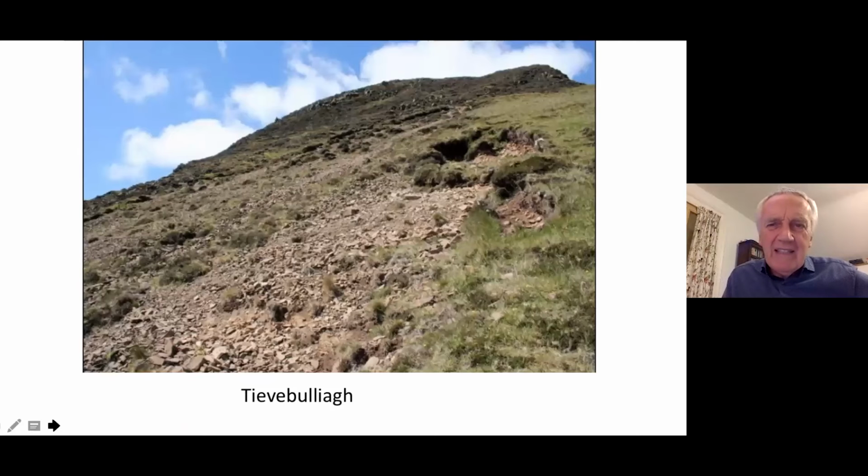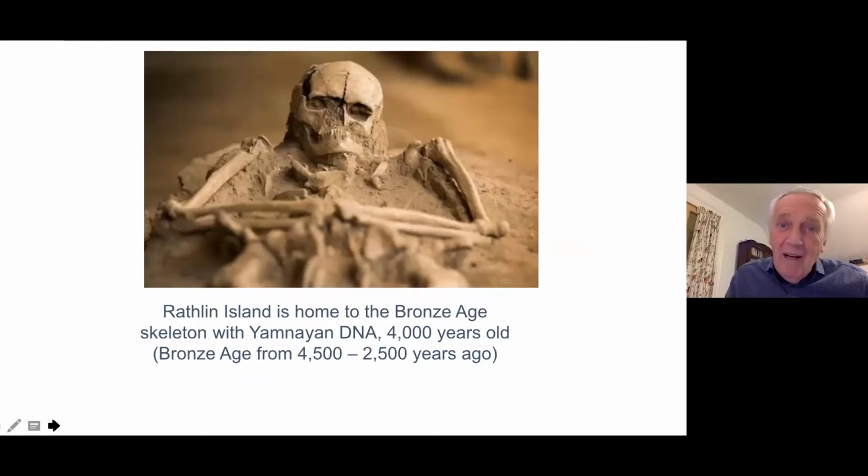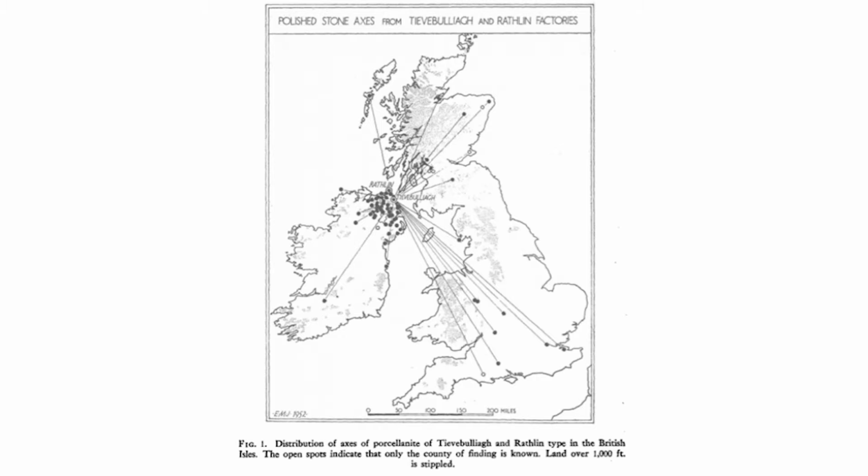Here's Teve Bullia on the hillside. And here is, well, we mentioned Rathlin Island earlier because it's the home of the Bronze Age skeleton with the Amnion DNA about 4,000 years ago. So maybe this chap in his day was employed as an axe polisher, who knows?